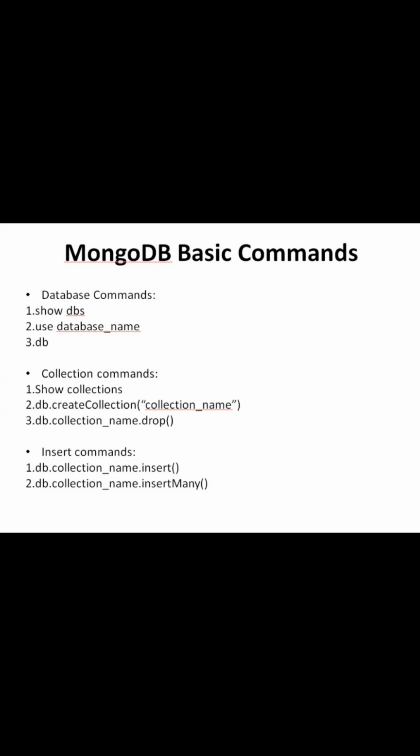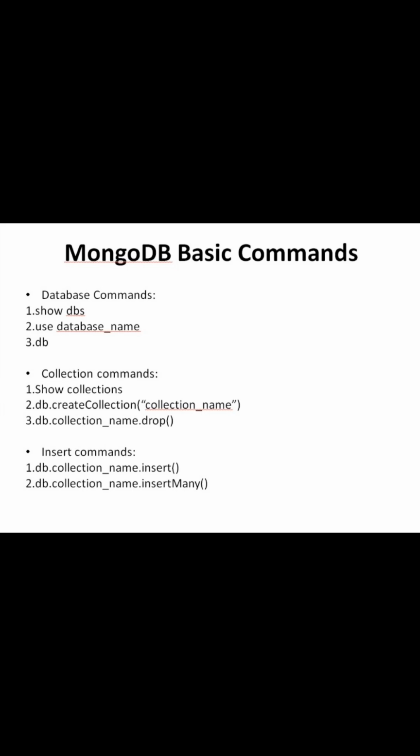First one is show dbs, it shows all the databases. The second one is use database name. This command is used to switch to and create a database. Third one is db.hostname. This command is used to show the current database. And the last one, the db.dropDatabase command, is used to drop the database.